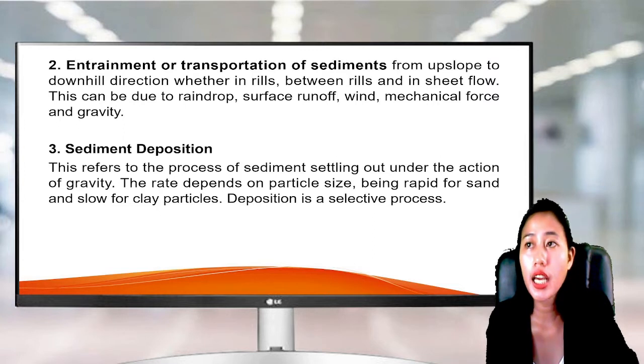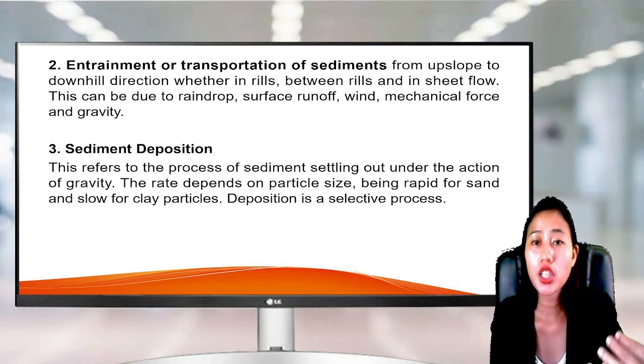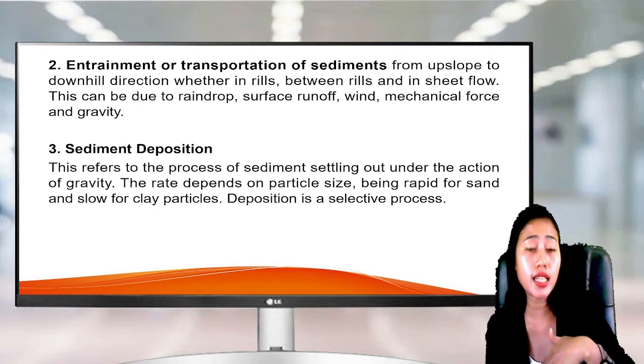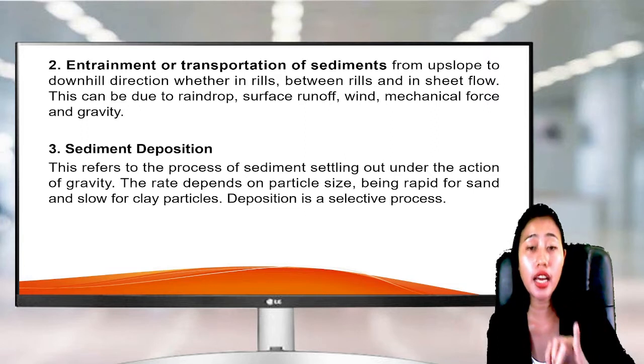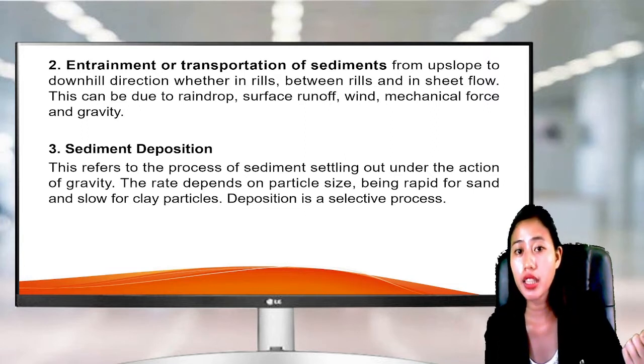Entrainment or transportation of sediments from upslope to downhill direction, whether in rills, between rills, and in sheet flow. This can be due to raindrop, surface runoff, wind, mechanical force, and gravity. So the sediments can be transported because of these factors: raindrops, surface runoff, wind, mechanical force, and or gravity.